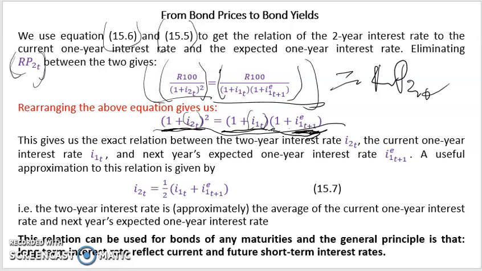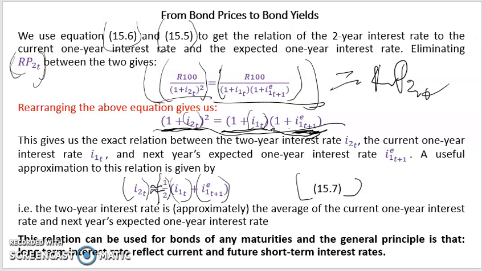And a useful approximation of this relation is given by equation 15.6. So equation 15.6 says the 2-year interest rate, which is this, is approximately the average of the current 1-year interest rate and next year's expected interest rate. In actual fact, this should be an approximation, not equals, but it basically suggests that the 2-year interest rate is approximately the average of the current interest rate and next year's expected interest rate.